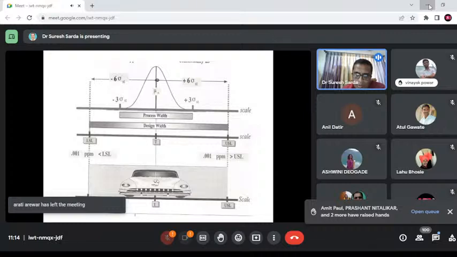internalauditor.com. Forrest Breyfogle has written the book Managing Six Sigma, a practical guide. So that is important. Then a number of books are there, like Six Sigma Revolution, Six Sigma for Everyone, etc.